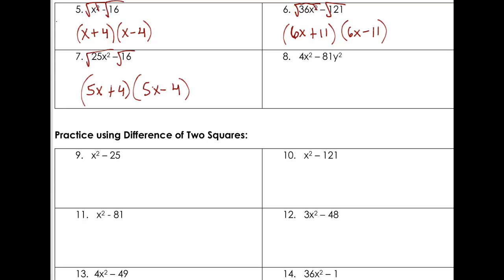Let's do number 8 before I let you try the practice by yourselves. So once again, two terms separated by a subtraction sign. That's a square. That's a square. So, can you take the square root of 4? Yes. Can you take the square root of 81? Yes. So, let's work this as difference of two squares. Square root of 4 is 2. Square root of x squared is x.